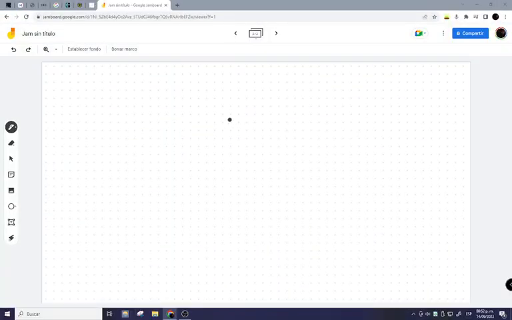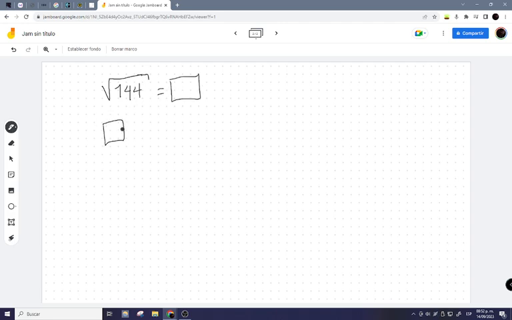Hello everyone. So in this video we are going to learn how to simplify square roots. Sometimes you have exercises like this, the square root of 144. That means that we need to find a number which multiplied by itself results in 144.